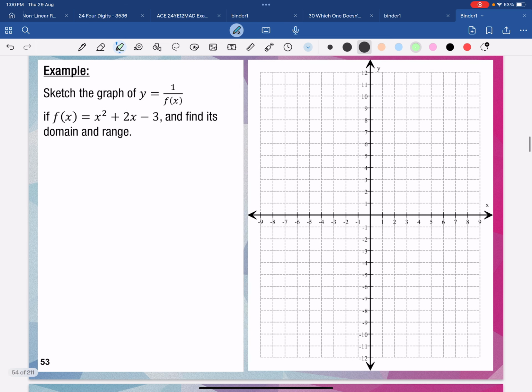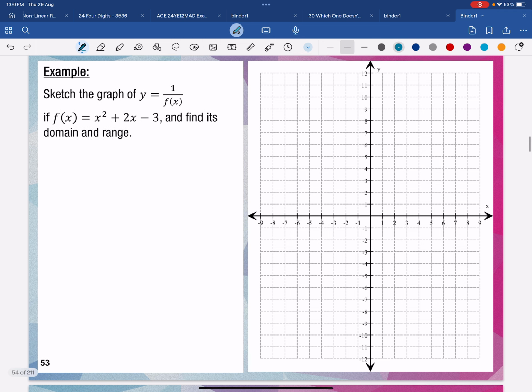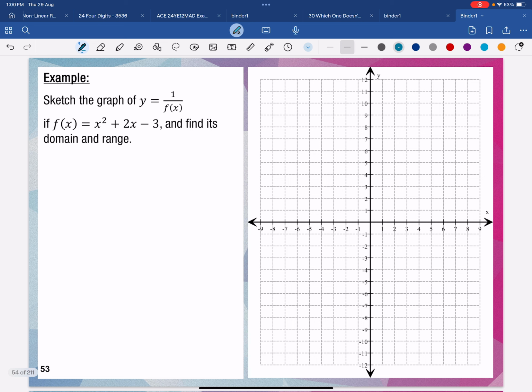All right, let's have a look at this example. So our f of x is a parabola, which we could probably sketch pretty easily. And I'm going to actually sketch the parabola as well as the reciprocal of the parabola. We're also asked to find the domain and range. Now, the parabola, being a polynomial, has a domain of all real x. It being an even degreed polynomial, it will have either a maximum or a minimum, in this case a minimum.